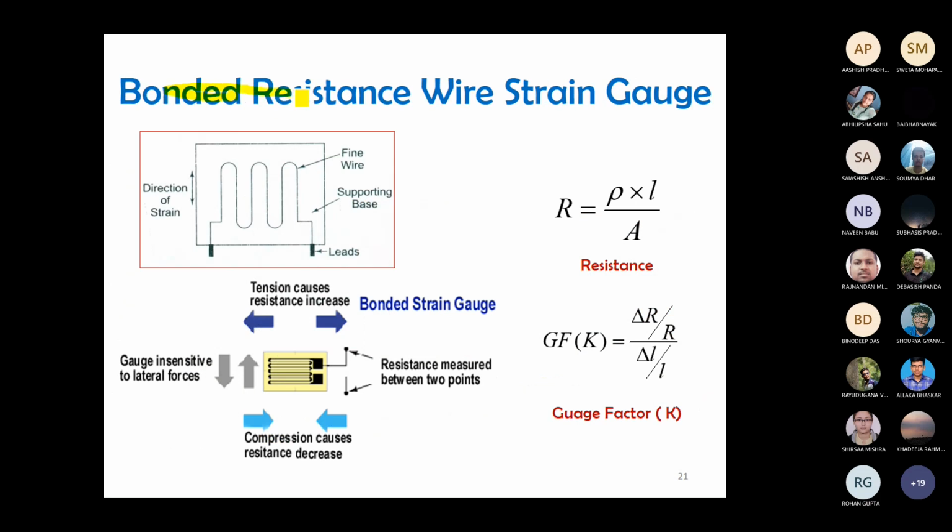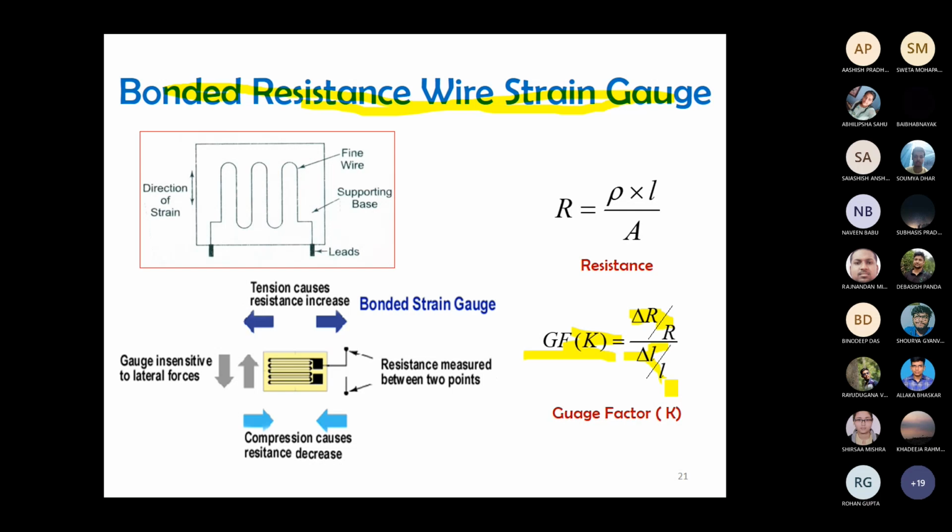How does the bonded resistance wire strain gauge work? You know the calculation of resistance: R equals rho L by A. Now the gauge factor, which you need to find. The change of resistance, delta R by R, divided by the change of length, delta L by L. Here you are providing force to your system. Due to force, the area may change, or the length may be deformed. You know that resistance is directly proportional to length and inversely proportional to area.